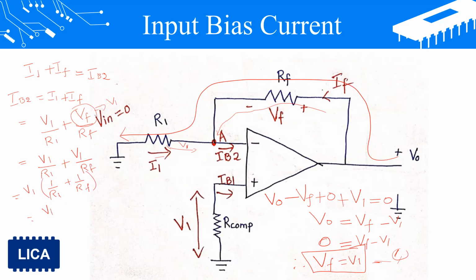Okay, taking the LCM, we get R1 plus RF divided by R1 RF. What is this? This is what we derived for IB2. So we have found IB2. In order to have a successful compensation, it is necessary to select R comp in such a way that IB1 equals IB2. Means we have to make IB1 equal to IB2.